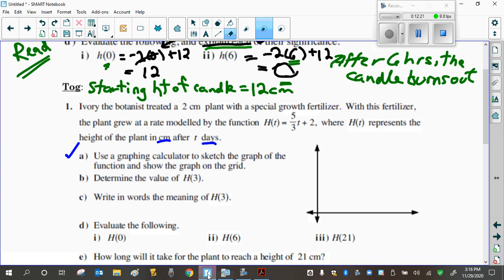So let's see if I can do that. So starting at 2, and going up to 5, something like that. Okay, so that's a good sketch. Okay, now I want you to do the rest, please. I'll give you 5 minutes to finish up. B, C, D, E, F, no G. Pause, please.